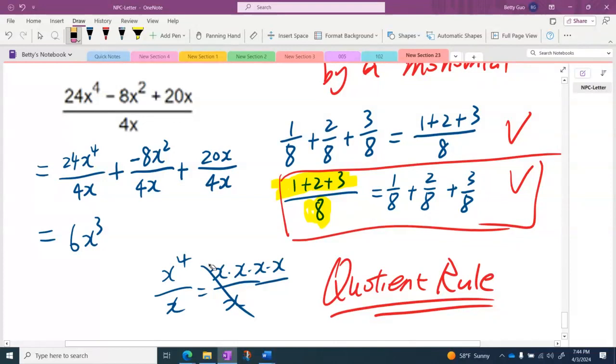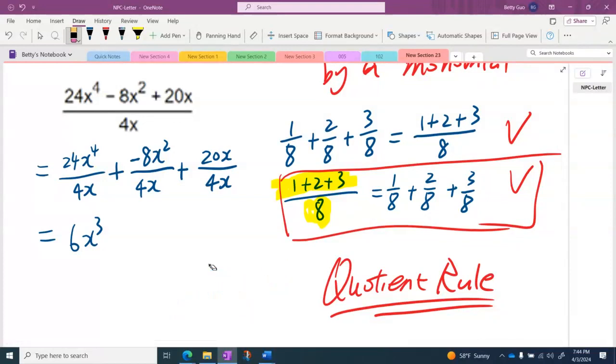So you have x cubed. And those things we covered already in previous sections. And the second part is actually a term as well. Second term here. Numerator is negative. Denominator is positive. So that part is going to be negative. 8 divided by 4 is 2.